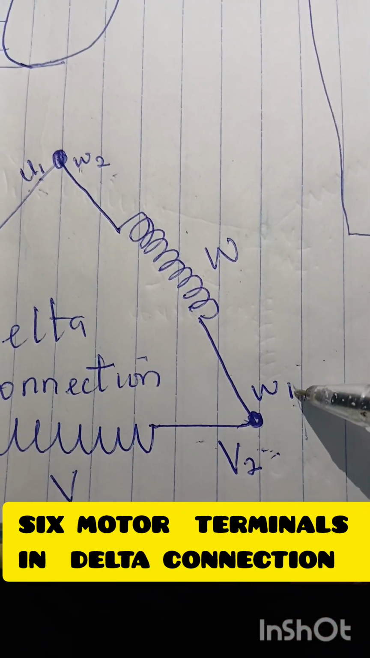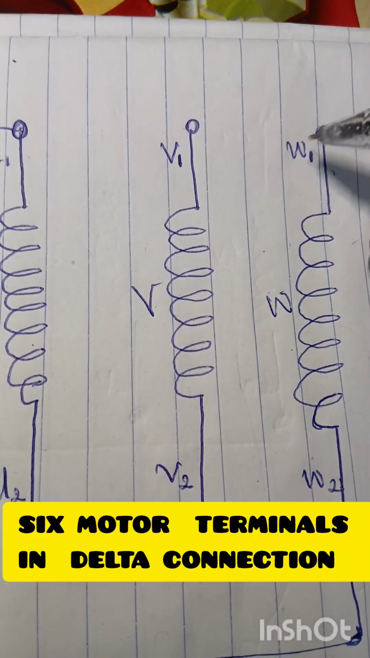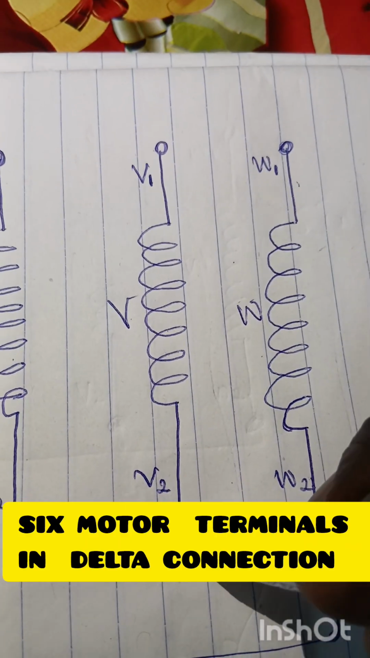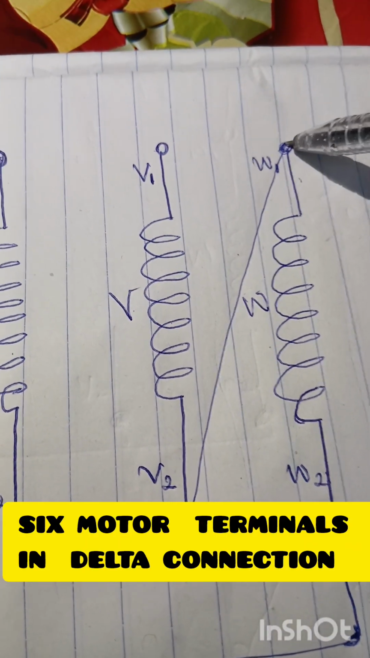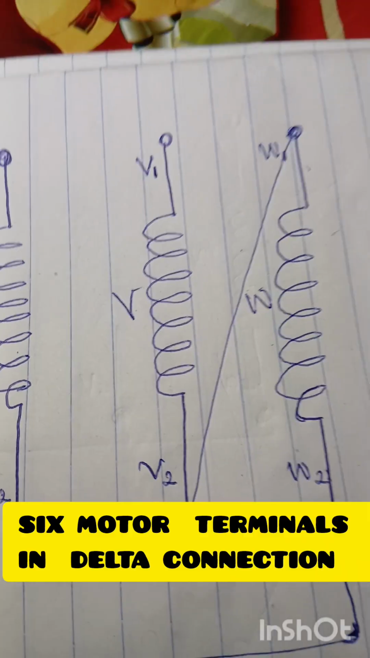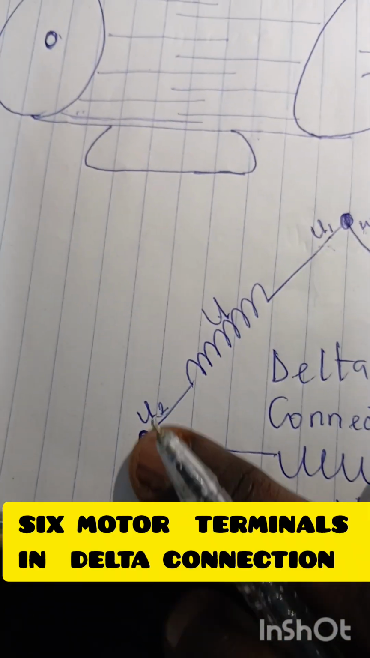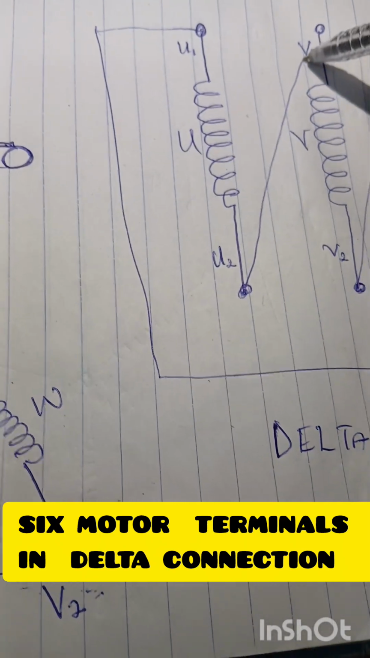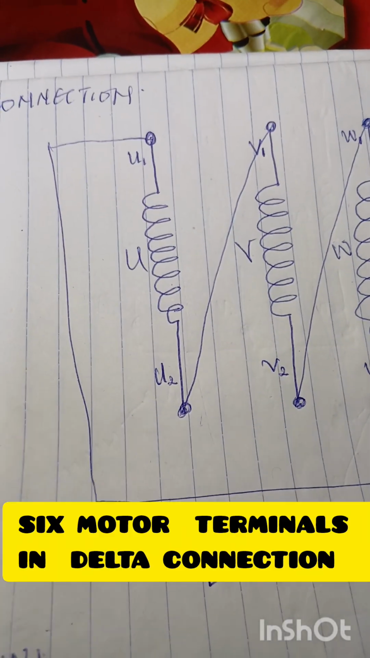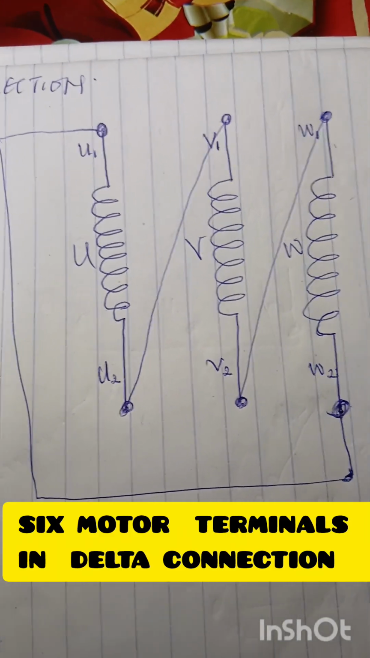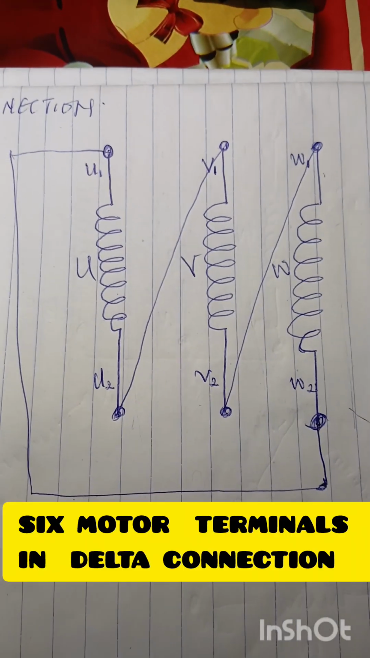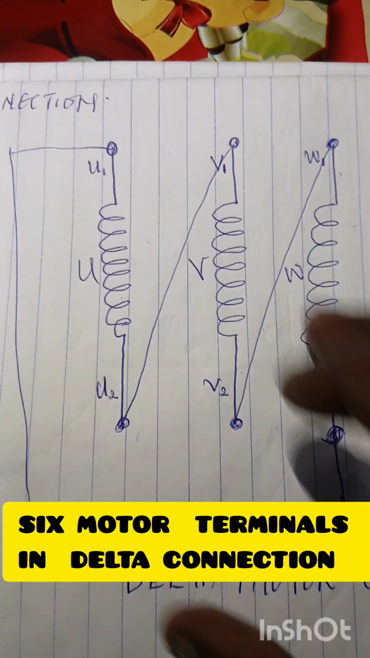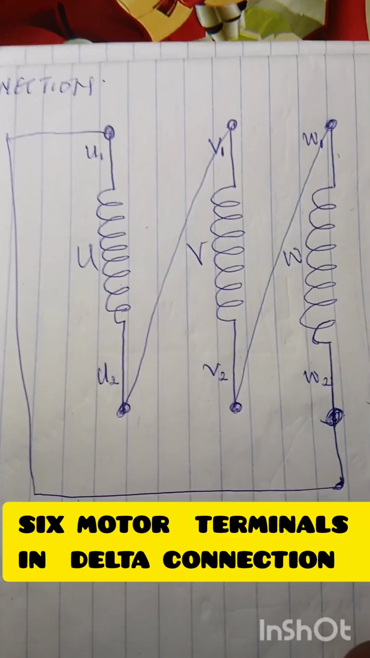So then let us check the next one. V2 to W1. This is V2 and this is W1. So we are going to use a jumper to link them together. Have you seen it? So let us look at the third one here. U2 linked to V1. Where's U2? U2, and this is V1. So we'll link them together. Have you seen it? So with this, we have connected the 6 terminals of our electric motor. We have manipulated them to achieve delta configuration.